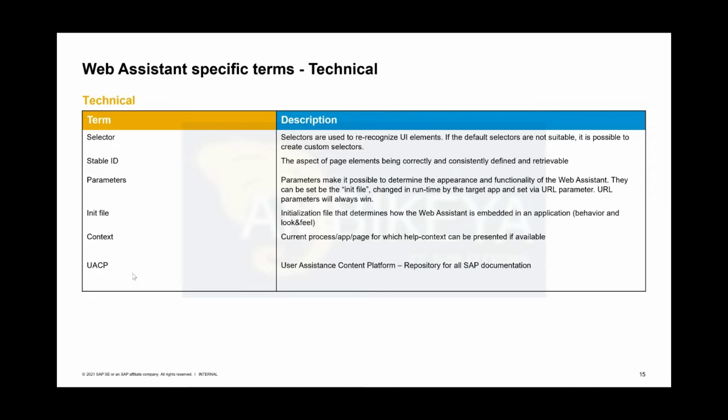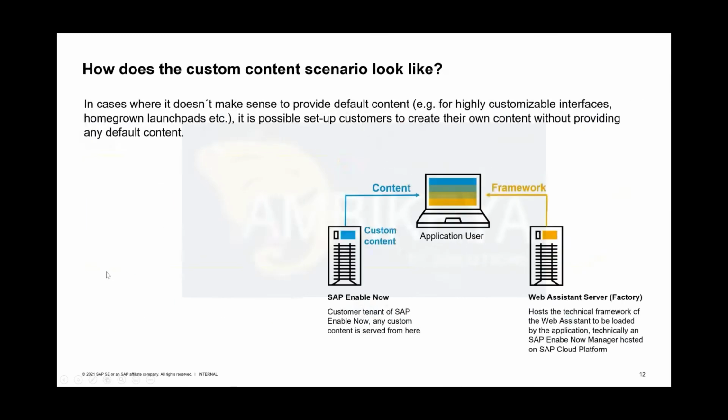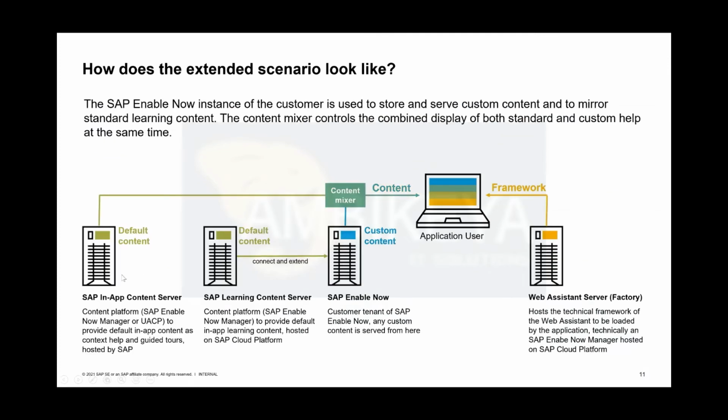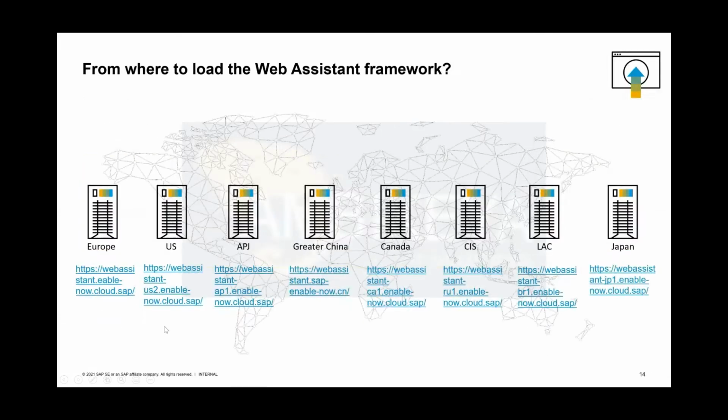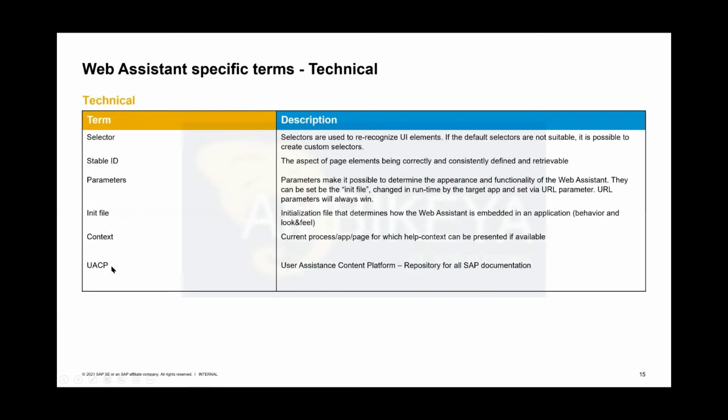That's also one of the biggest question marks sometimes. Yeah, why is the learning content somewhere else? We saw that. That's the reason, right? That's UACP, the default content for in-app help, which is the guided tours and the regular in-app help content. Everything that's related to Learning Center and the simulations is coming from here, which is in any case an Enable Now manager. So the UACP term only plays a role as soon as we talk about in-app help and guided tours.